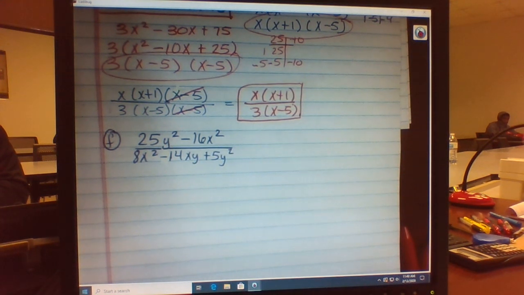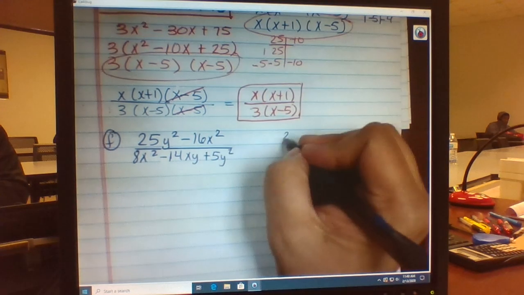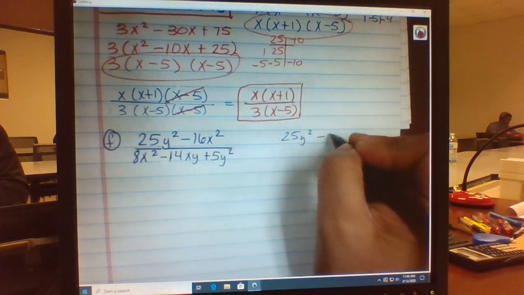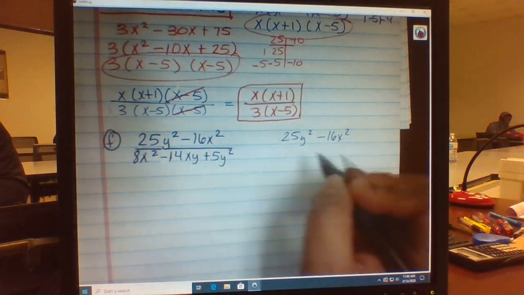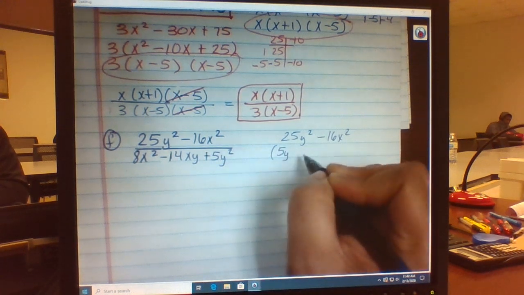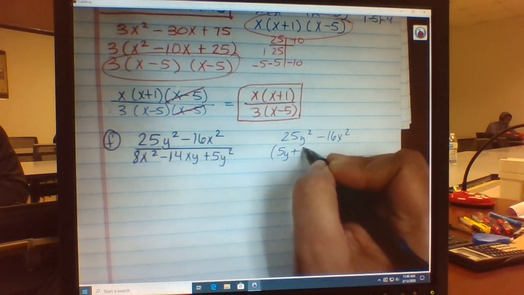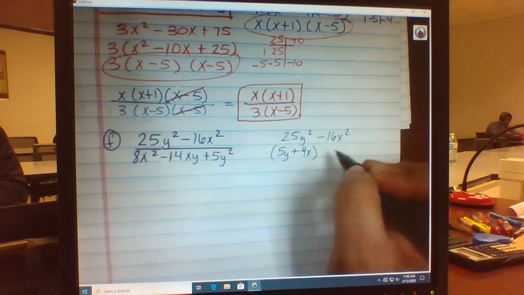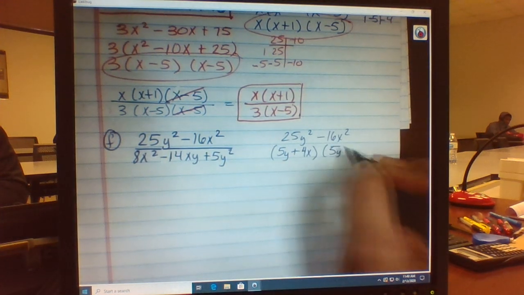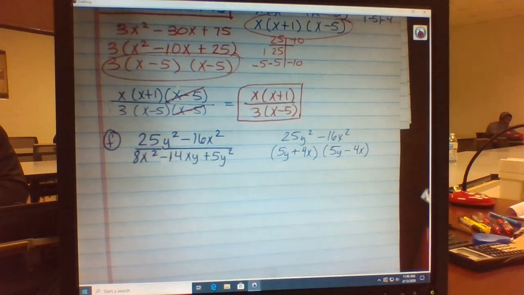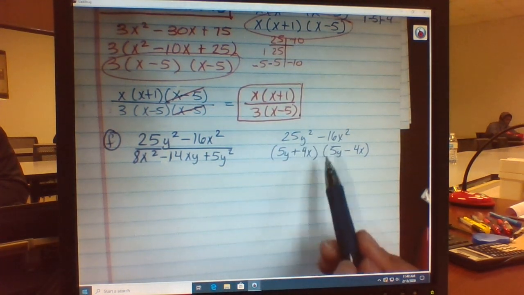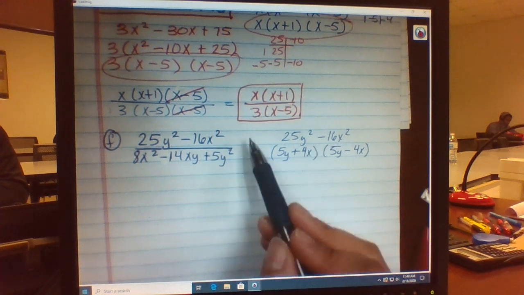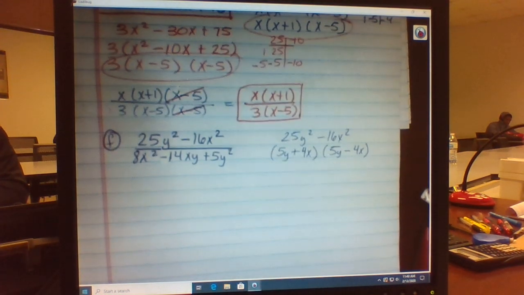Yes, it is a difference of squares, because can you take the square root of 25? Can you take the square root of 16? So 25y squared minus 16x squared becomes 5y plus 4x and 5y minus 4x. That's going to be the top. You can take the square root, you can take the square root, and there's a minus. Anytime you have that, that is a difference of squares.